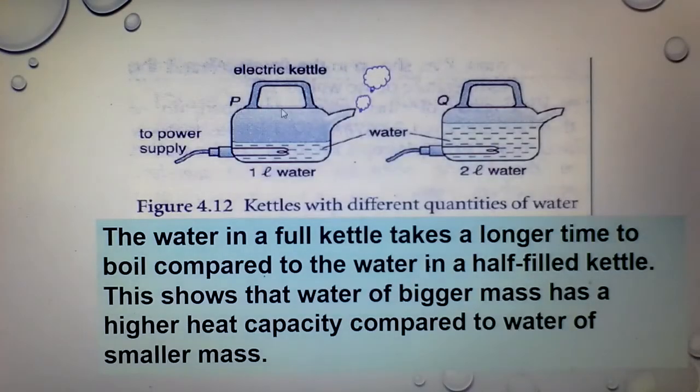Okay, look at this one. We have a kettle that contains 1 liter of water and here is 2 liters of water. Let the water boil. We observe that the kettle with a small amount of water, that is 1 liter, will boil faster compared to 2 liters of water. The water in a full kettle takes a longer time to boil compared to the water in a half-filled kettle. This shows that water of bigger mass has a higher heat capacity compared to water of smaller mass, meaning it requires more heat energy in order to increase its temperature by 1 degree Celsius.